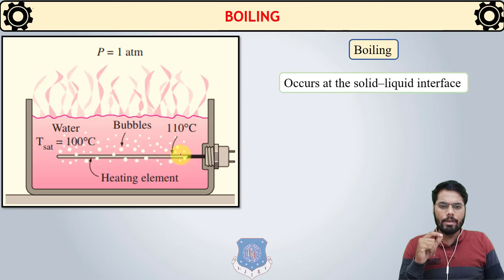In the figure, you can see that the temperature of the surface of the rod is 110 degrees Celsius, and the fluid, the water which is surrounding this metal rod, is at a temperature of 100 degrees Celsius at 1 atm, at 1 atmospheric pressure. So the saturation temperature for this water is 100 degrees Celsius. At this interface, the surface of the rod, which is solid, and the surrounding, which is water, this is the solid-liquid interface where the boiling starts at the saturation temperature of 100 degrees Celsius. The surface temperature of the rod is 110 degrees Celsius, which is higher than the saturation temperature of water at 1 atm.